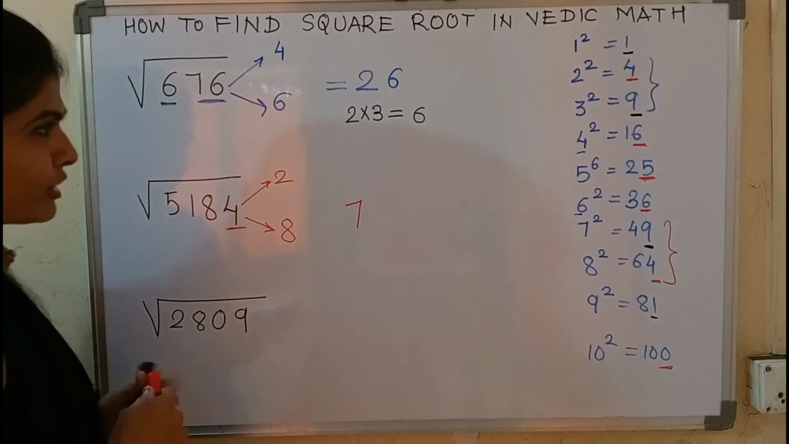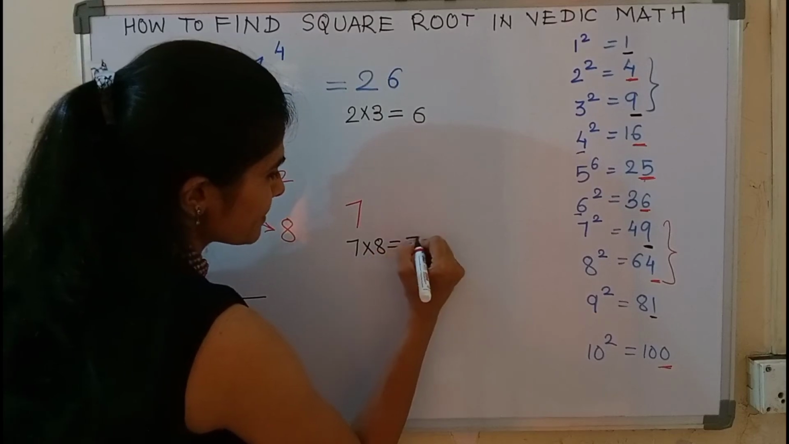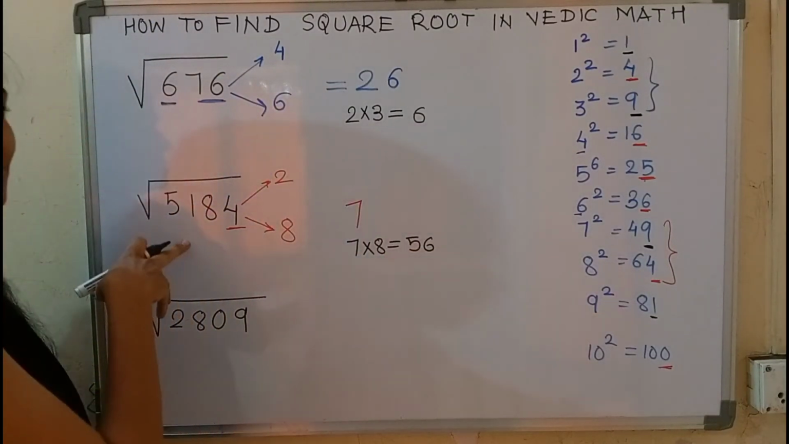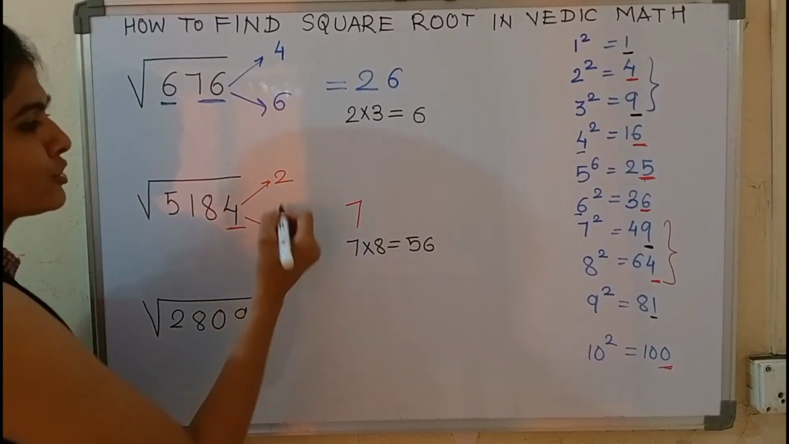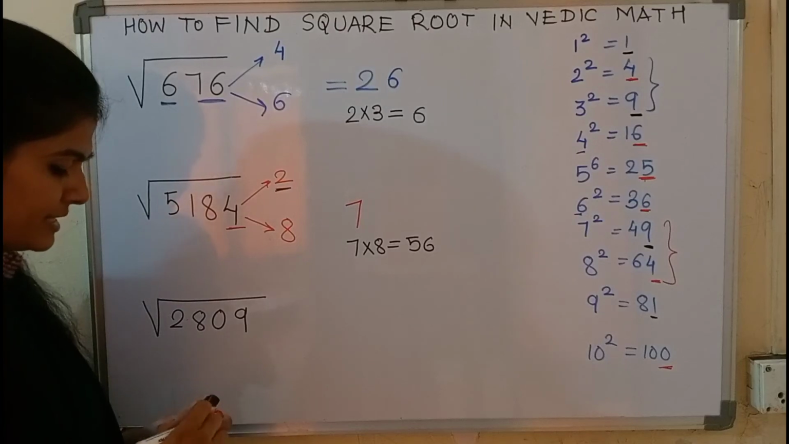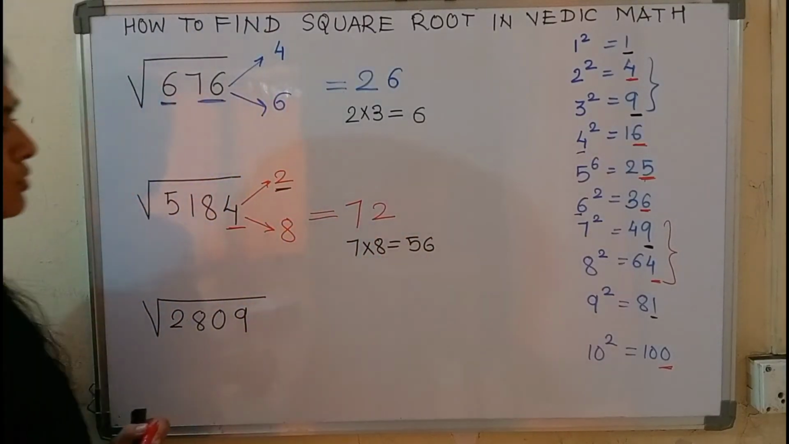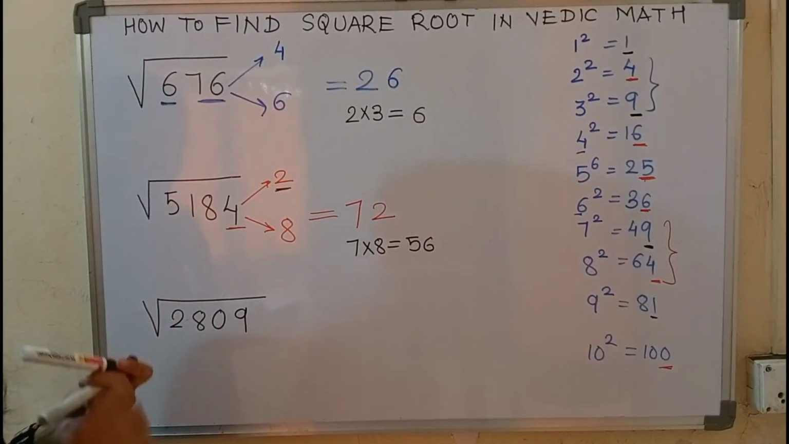As I choose 7, what is the last step? Next step is 7 8s are how much? 56. This number is 56. This number is 51. It is less than this 56. So what should we choose? We should choose the smaller digit. As we should choose the smaller digit, my answer is 72. So the square root of 5184 is 72.